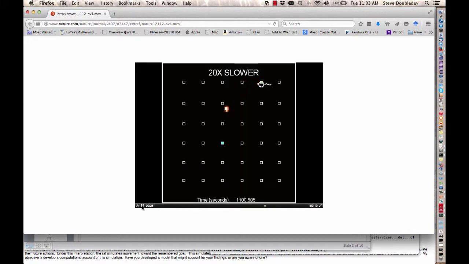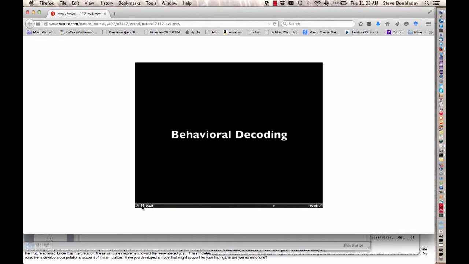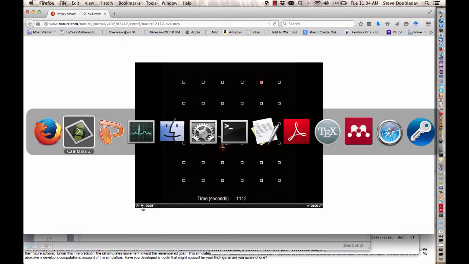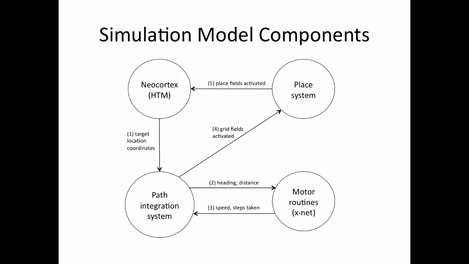Here's another. And that's heading, notice it crossed the home location. And now we follow his actual behavior and he heads for home. Okay. So that's the behavior that we're hoping to account for in this model.